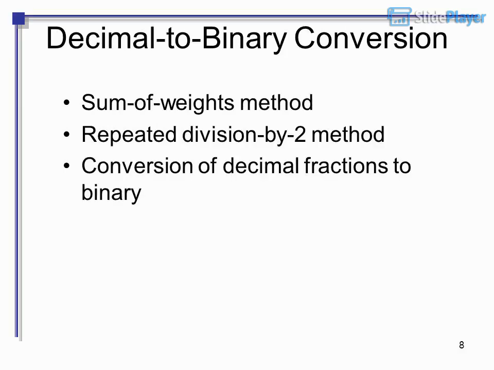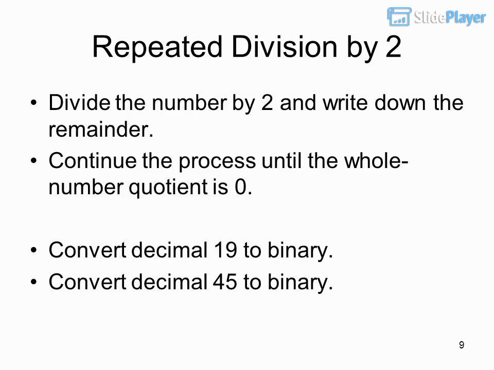Decimal to binary conversion: the sum of weights method, the repeated division by 2 method, and conversion of decimal fractions to binary. For repeated division by 2, divide the number by 2 and write down the remainder. Continue the process until the whole number quotient is 0. Convert decimal 19 to binary. Convert decimal 45 to binary.